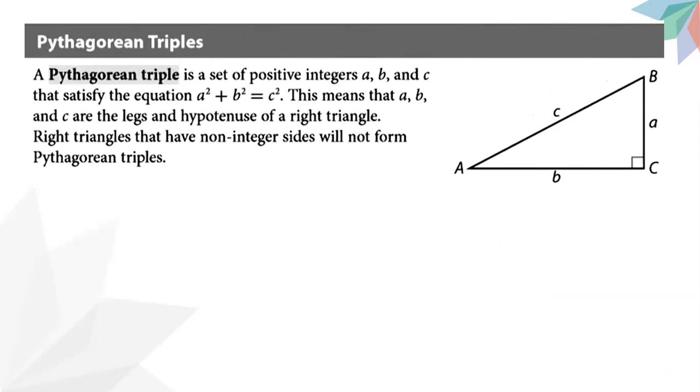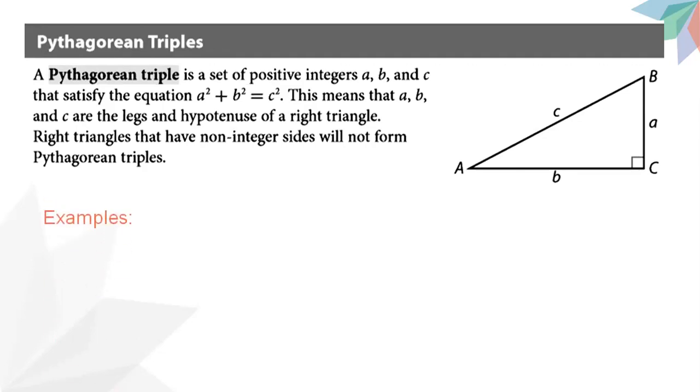The third idea is Pythagorean triples. A Pythagorean triple is a set of positive integers a, b, and c that satisfies the equation a squared plus b squared equals c squared. This means that a and b are the legs, and c is the hypotenuse of the right triangle. Right triangles with non-integer sides will not form a Pythagorean triple.